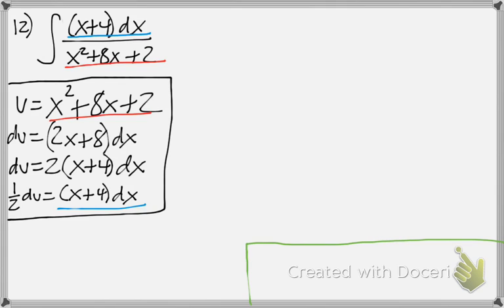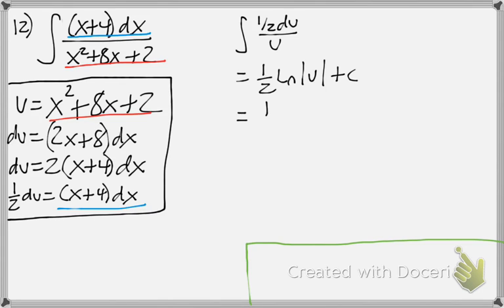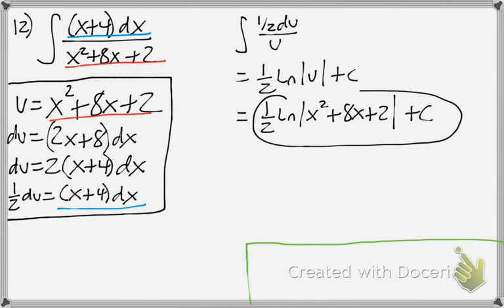So this is going to be the integral of 1/2 du over u, which if we integrate is 1/2 ln of u plus c, which is 1/2 ln of x squared plus 8x plus 2 plus c. So that'll be our final answer.